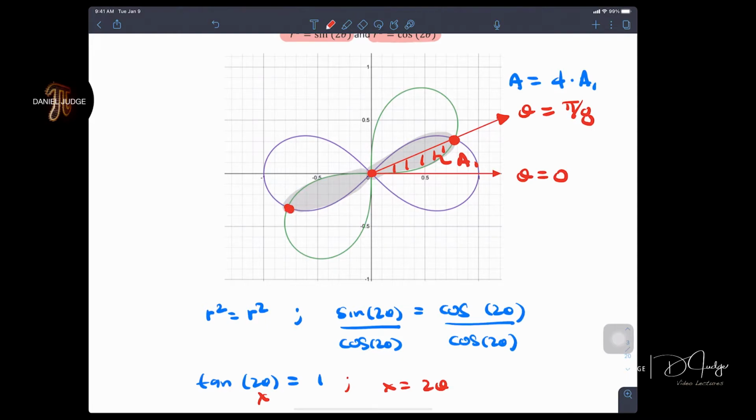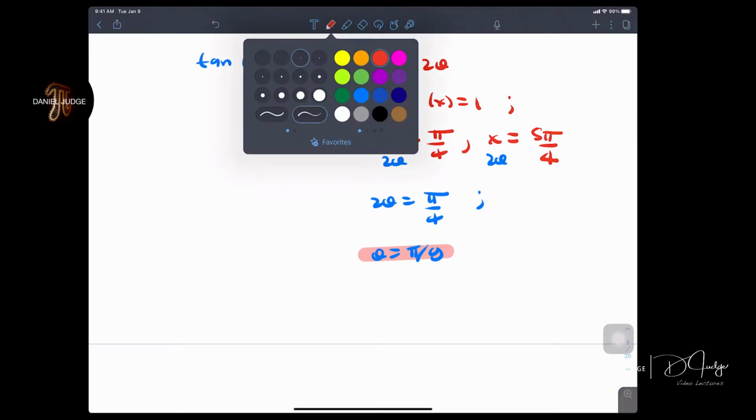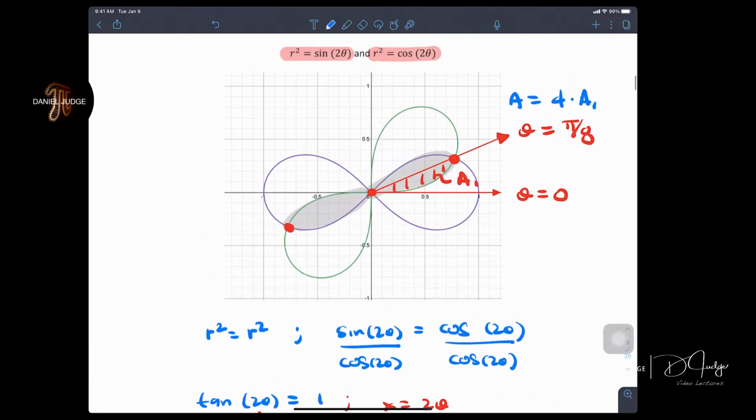We do have another point of intersection, but you say, how would I get that? You don't need it, but 2 theta is 5 pi over 4. That means theta will be 5 pi over 8. So I just want to point out that this angle over here will be 5 pi over 8, but we do not need it.